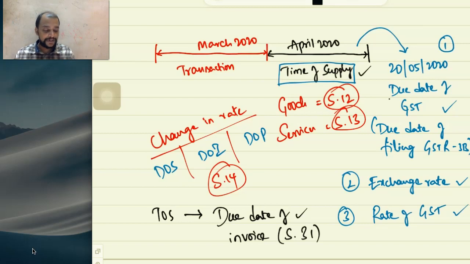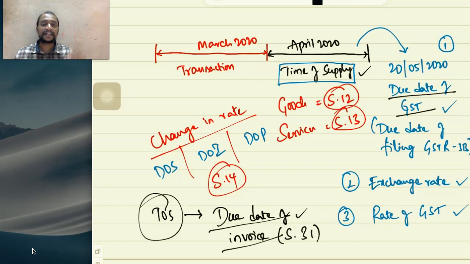Don't get confused with due date of payment of GST with due date of invoice. Due date of invoice is required to determine time of supply. Once we get time of supply, that is relevant for determining the due date of payment of GST. So that's the logic between these things.